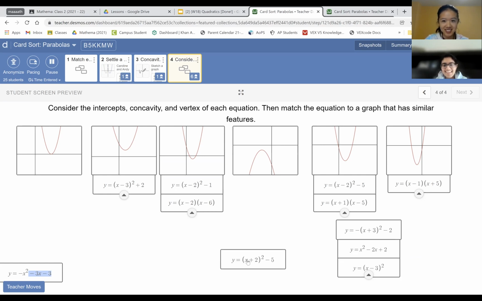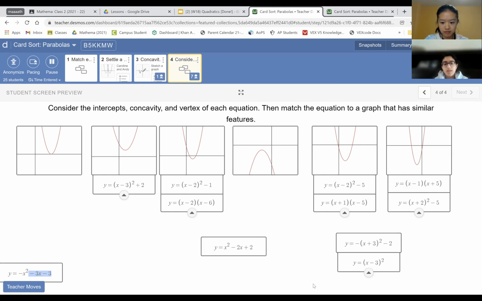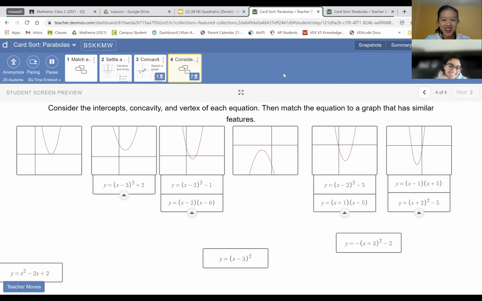Then y is equal to x plus 2 squared minus 5. So that would have a vertex of negative 2, comma, negative 5. And it would also be pointing upwards. So negative 2, comma, negative 5 would look a bit like the sixth one, because it would be in the third quadrant, right? When it's pointing upwards. Then this one is also back to the timeout corner.